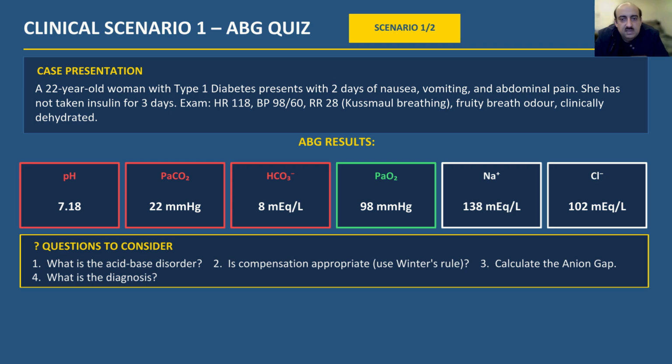The blood gas is right in front of you. Take a moment to have a look at it. The 3 red boxes mean these are abnormal numbers. pH is 7.18, CO2 22, bicarb 8, oxygenation is 98, sodium and chloride are in front of you. So you can pause the video here and then consider the questions. What is the acid-base disorder? Is the compensation appropriate using Winter's rule? Third, calculate the anion gap. And fourth, what is the diagnosis? So if you can pause, and then we'll come to the discussion on the next slide.